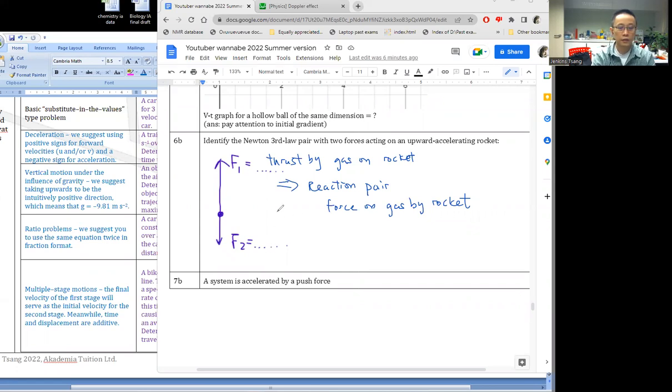The force with pair F2, which is the weight on rocket due to Earth, and the corresponding third law pair would just be the weight on the Earth due to the gravity generated by the rocket.